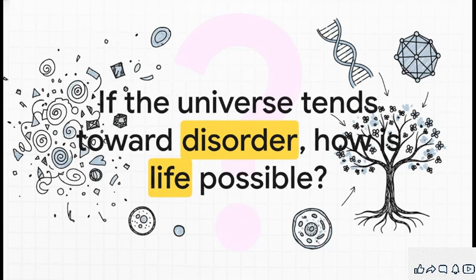Which really just leaves us with one final, fascinating, and kind of mind-bending question. If the entire universe is on this unstoppable one-way street heading towards maximum disorder, maximum entropy, then how is it even possible that something as incredibly complex, structured, and ordered as a living thing, as you, could ever exist in the first place? Something to think about.